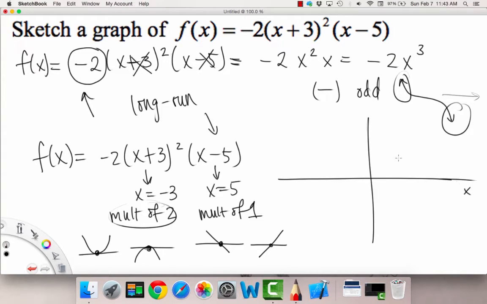Alright, so now let's get to making a sketch of our graph here. Let's say here's x, here's y. We have 1, 2, 3, 1, 2, 3, 4, 5. So our roots are here at positive 5 and at negative 3.